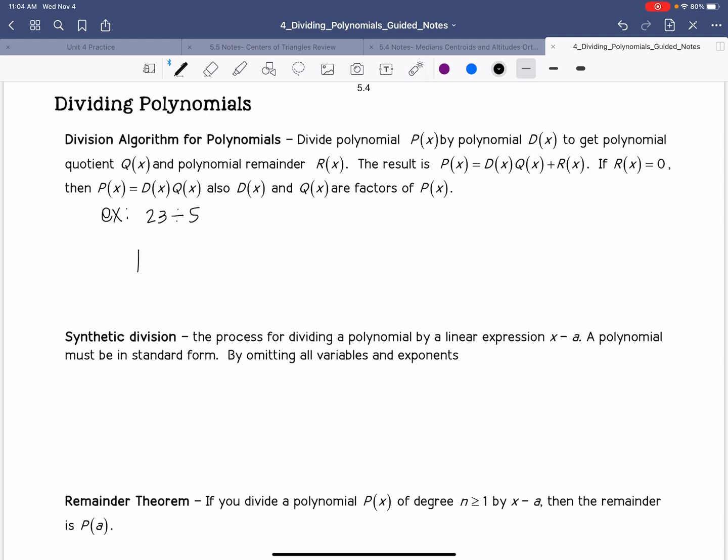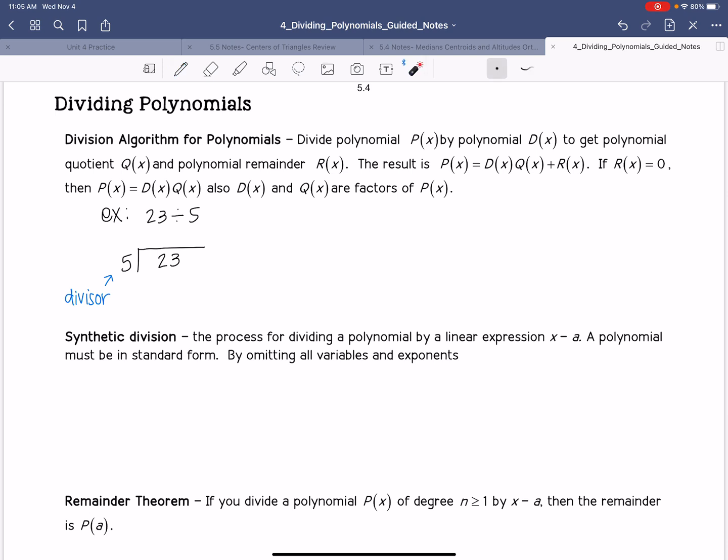Okay, so we're going to do long division. So remember, inside your house is 23. We're dividing by 5, so 5 is on the outside of your house. Okay, 5 is called your divisor, what I'm dividing by. Perfect. All right, so let's go ahead and remind ourselves how to do long division.